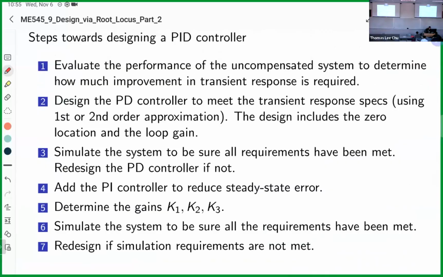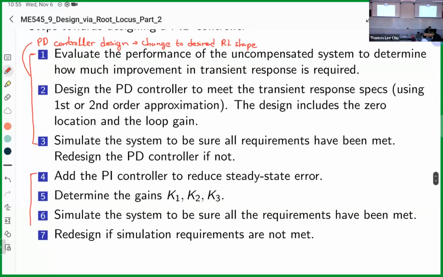Before I read through everything, let me just break it down into two stages. This stage is where we do the PD controller design. The reason why we want to do the PD controller design first is because we want to change to our desired root locus shape, and that's going to affect the transient response time.